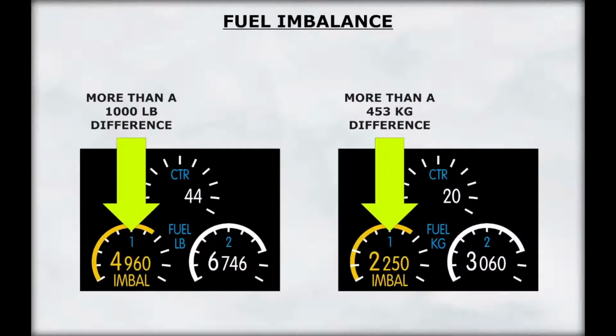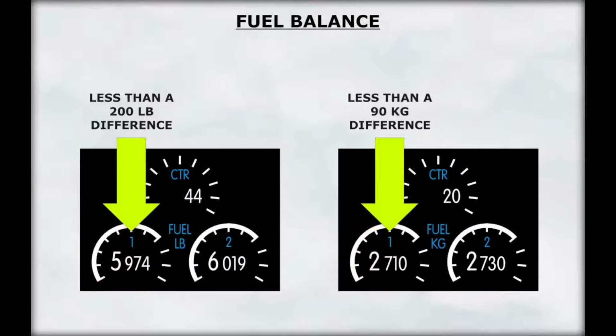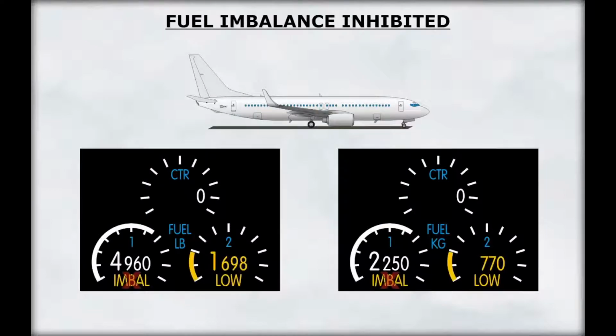An imbalance label is displayed when the main tank quantities differ by more than 1,000 pounds. The label is displayed under the numerical quantity indication for the low tank. In addition, the affected tank's fuel quantity arc and digits turn amber. The imbalance indications are removed when the fuel imbalance is reduced below 200 pounds. The imbalance warning is inhibited when the aircraft is on the ground or when a low fuel condition exists.